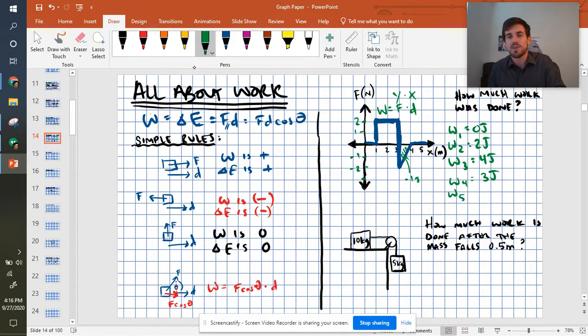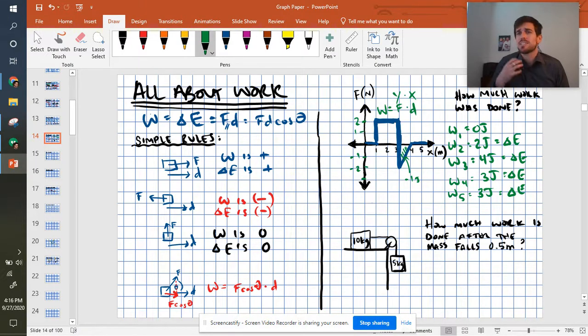And then finally, after 5 seconds, we're still at 3 joules. I can use this information to figure out how much the energy changed. If I want to know how much this thing is speeding up or slowing down, then I know that during the first second, its speed wouldn't have changed. It had no change in energy.